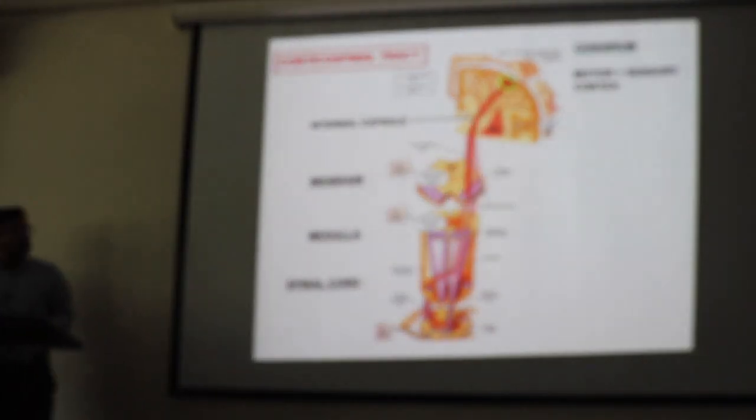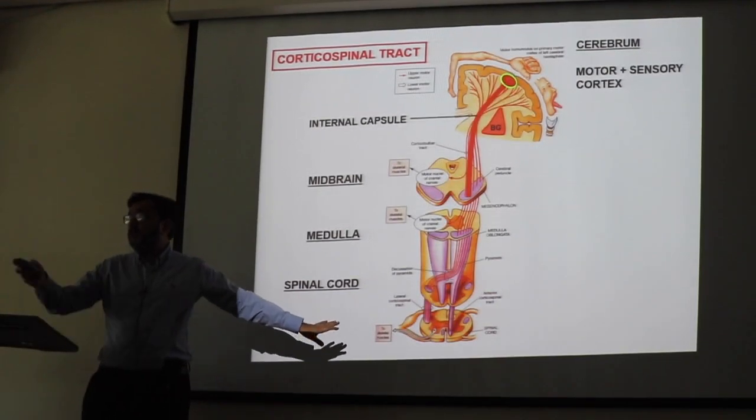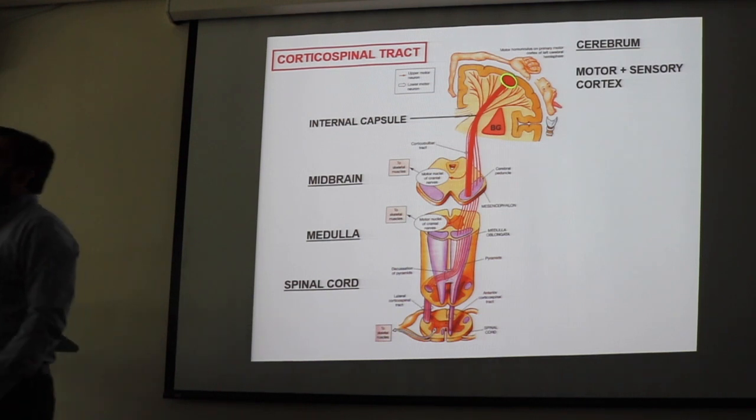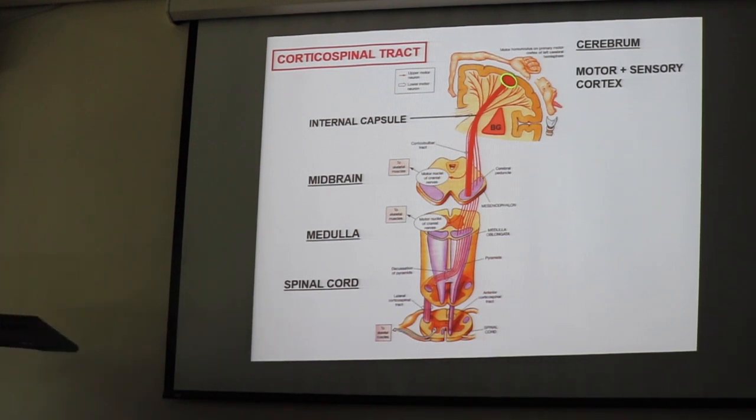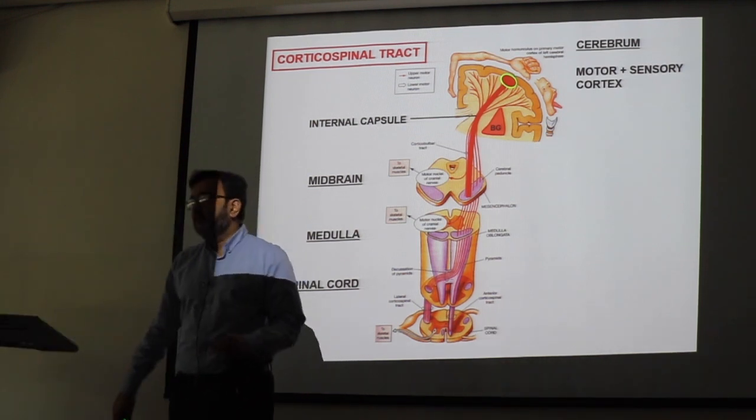Okay. So everybody understands the corticospinal tract? Yes, go ahead. So can we say that the right cerebral hemisphere controls the movements of the left side? Left side. So the right cerebral hemisphere controls the movement of the left side, and the left cerebral hemisphere controls the movement of the right side.